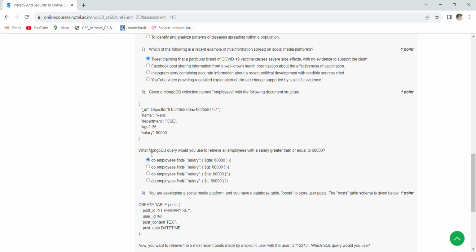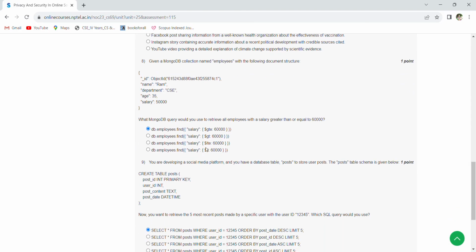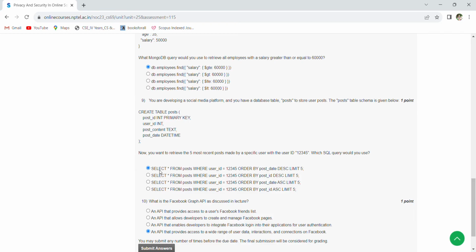What MongoDB query would you use to retrieve all employees whose salaries are greater than or equal to a value? If you see here, $gte is greater than or equal to. You can choose that, because $gt means greater than, $lte means less than or equal to, and $lt is less than.